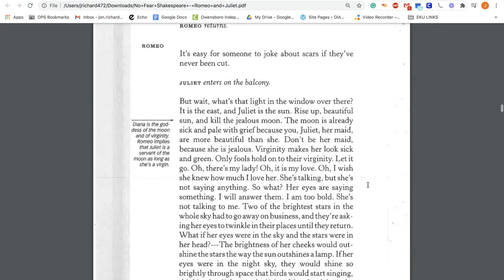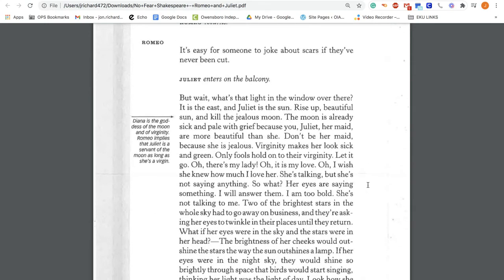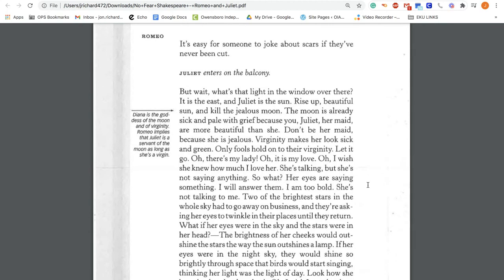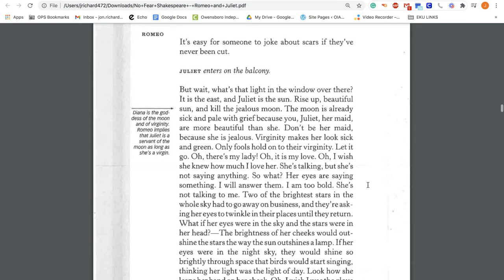All right, so Romeo returns. Romeo says, it's easy for someone to joke about scars if they've never been cut. He's responding to what he overheard Mercutio and Benvolio saying, and he's kind of scoffing at it. It's easy to talk about that if they've never been in love. So Romeo's kind of aggravated. But then he sees Juliet enter the balcony.